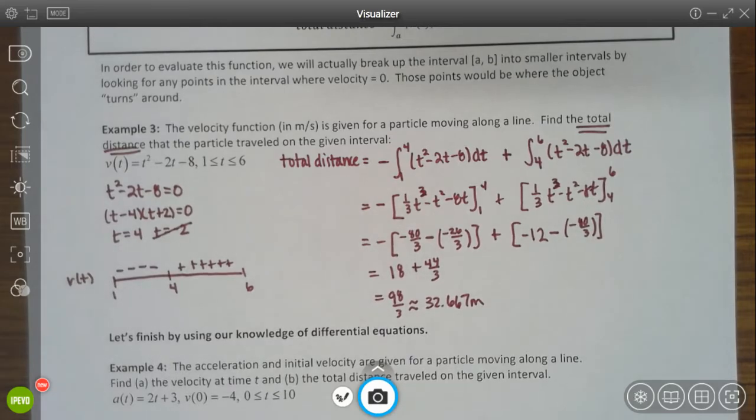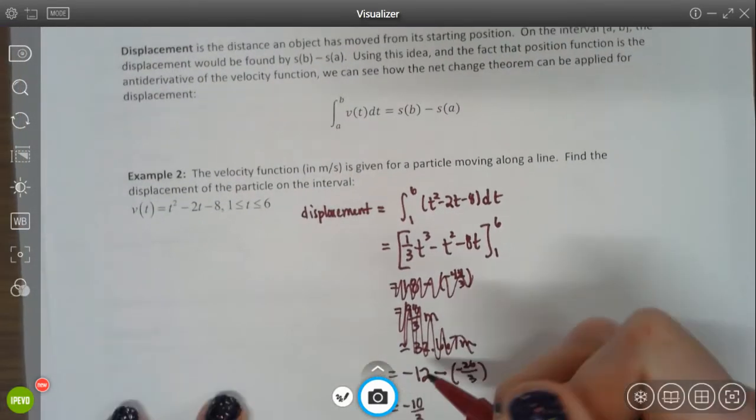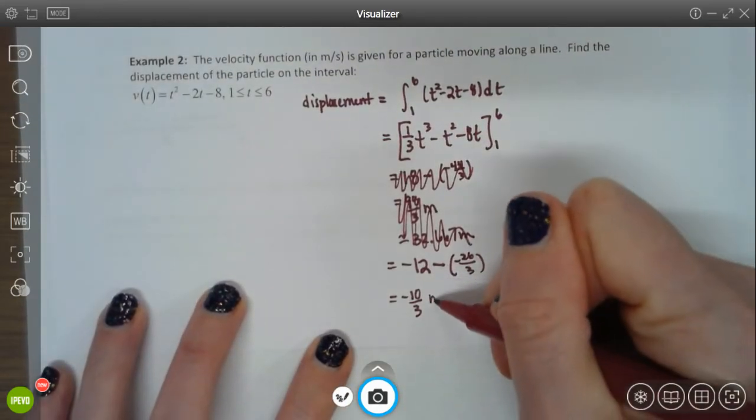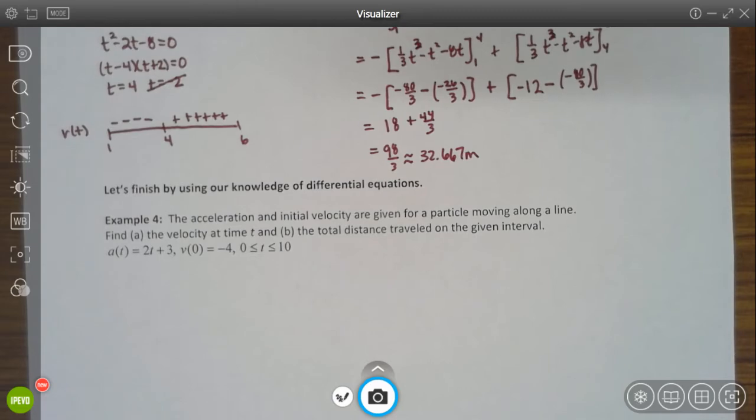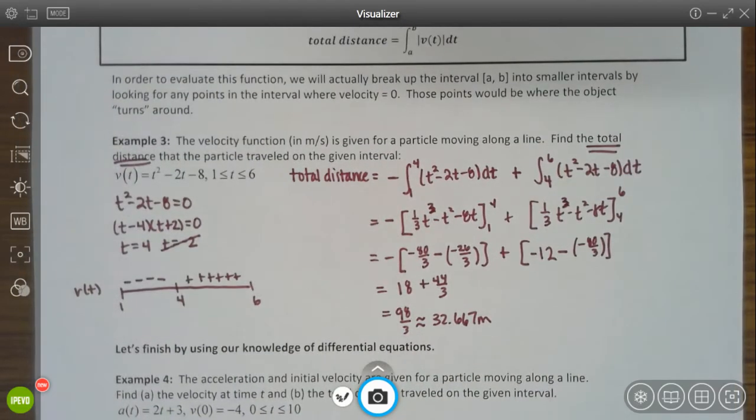So completely different from its displacement. Back in example 2, we said, oh, from start to finish, it moved negative 10/3 meters. And now all of a sudden we're saying it moved 32.667 meters. Big difference.